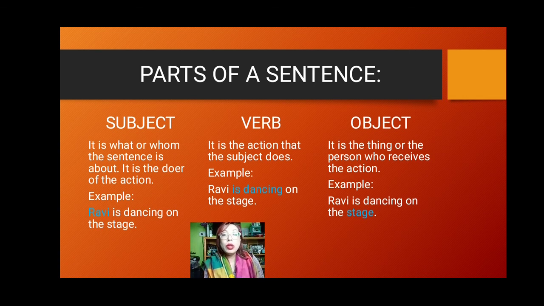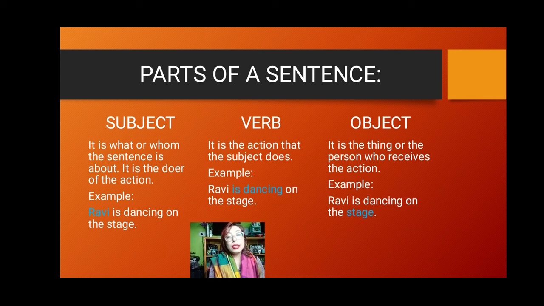Let us see what a verb is. The next part of a sentence is the verb. Every sentence has a verb. So what is it? It is the action that the subject does. So the verb is what in a sentence? It is the action or the activity which the subject does.